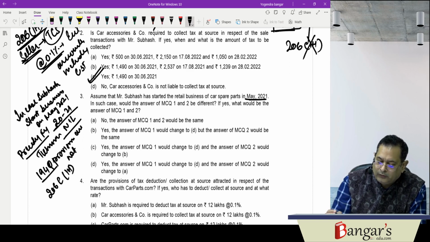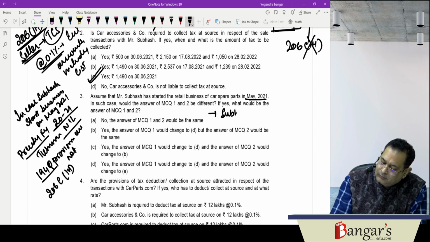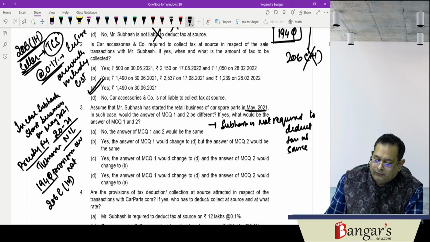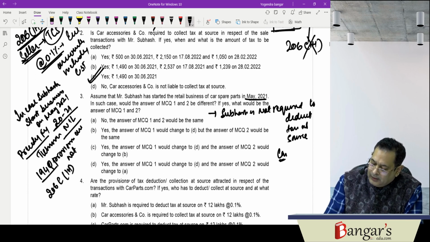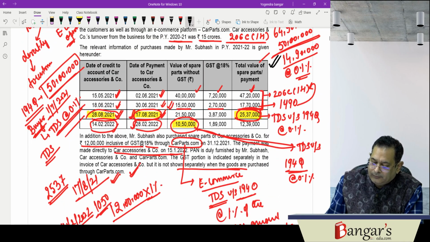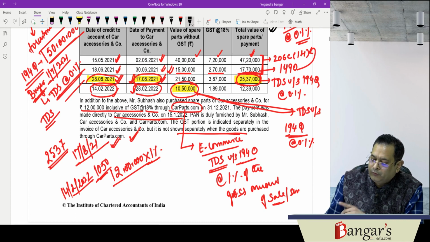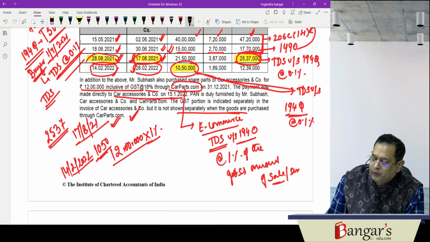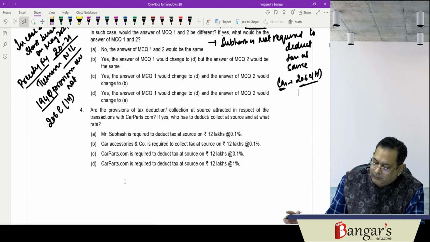So in this case, what will the answer be? Subhash is not required to deduct tax at source. Then the seller, that is the car accessories company, will be collecting tax at source under 206C 1H on the entire sales consideration at the time of payment. It will be collecting tax at source on say 4720. At that time it will not be collected. It will be at 1770. Amount of TCS will be 1490.